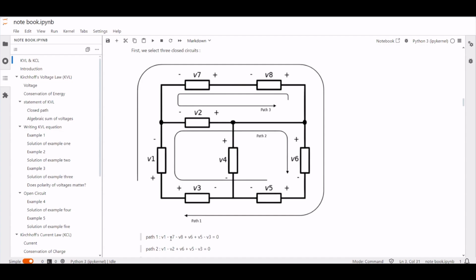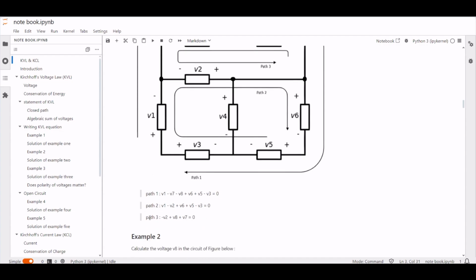For example, path 1. We first enter the plus terminal for V1, so we write V1. For V7, first we enter the minus terminal, so we write minus V7. For V8, we first enter the minus terminal, so we write minus V8. For V6, we first enter the plus terminal, so we write plus V6. V5 is also the same. And for V3, we first enter the minus terminal, so we write minus V3. And then all equals 0.